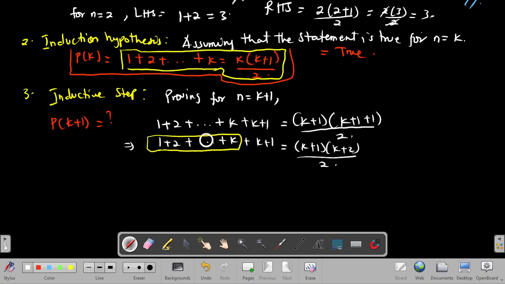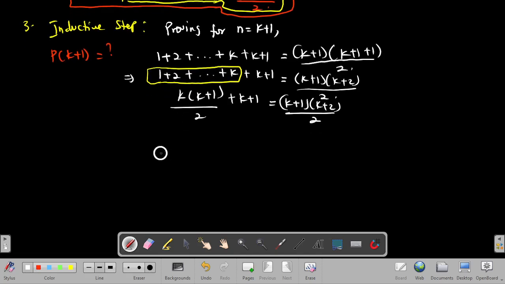So here, I'll simply replace this with k multiplying k plus 1 all over 2 plus k plus 1 would give me k plus 1 multiplying k plus 2 all over 2. Our whole task is to make sure that the left hand side is equal to the right hand side. Then we can say that the statement P of n is true for every possible value of n. Okay. So here, let's simplify.